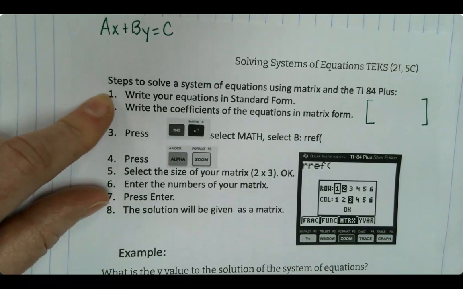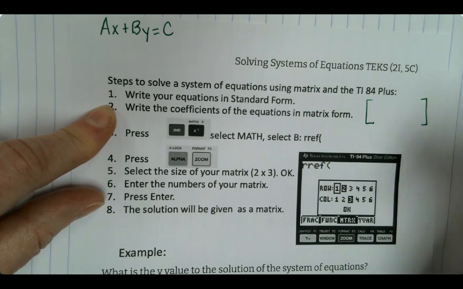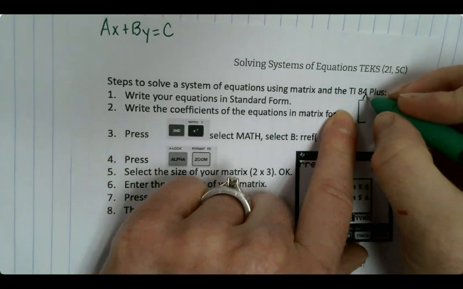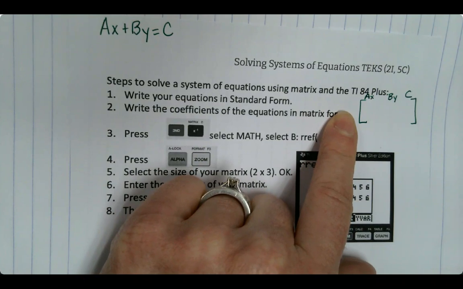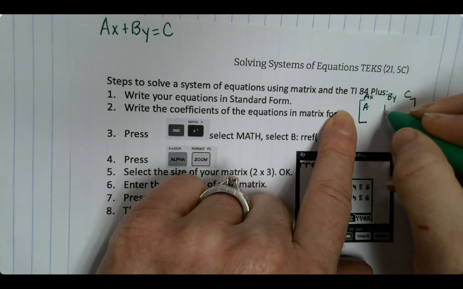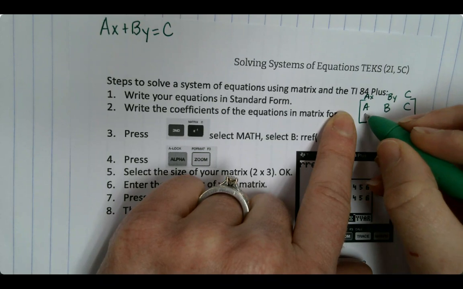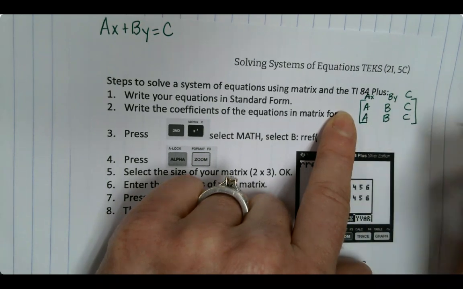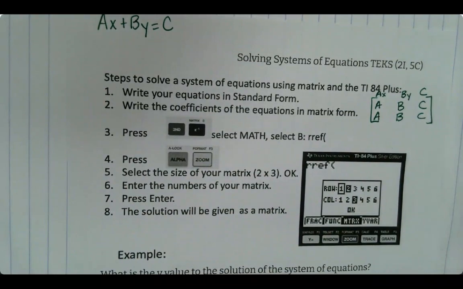So step 1, write your equation in standard form. Step 2, write the coefficients of the equations in matrix form. So you put it in the same order, AX, BY, C. So you don't put the X or Y, you just put numbers. So I would put A, B, and C. And then do the second equation, whatever that is, A, B, and C. So you'd write your matrix down first, and then you would go to the calculator.